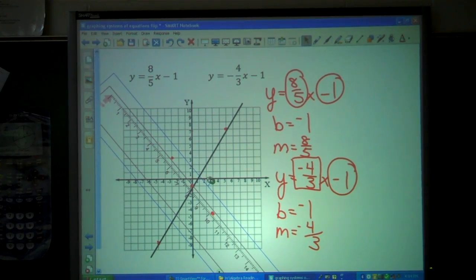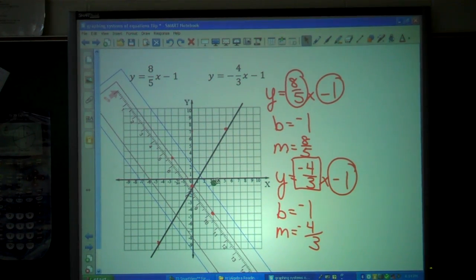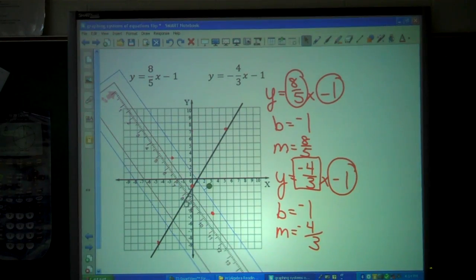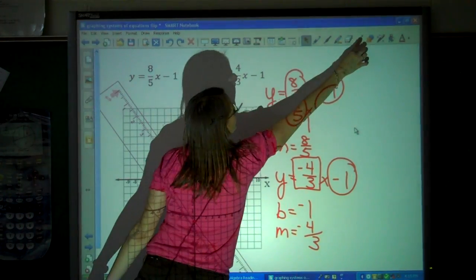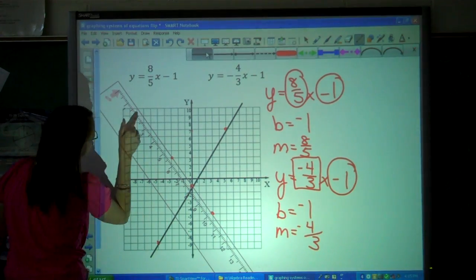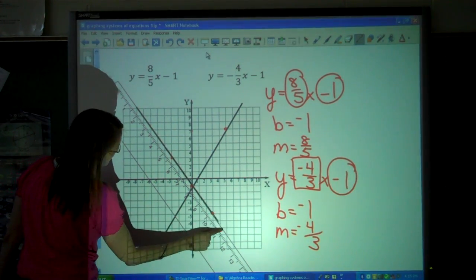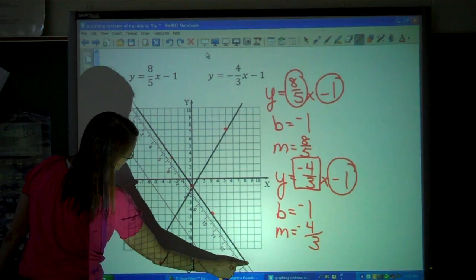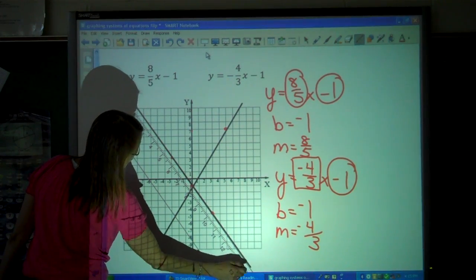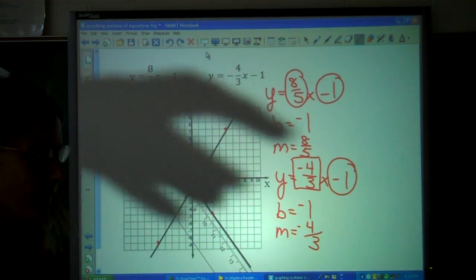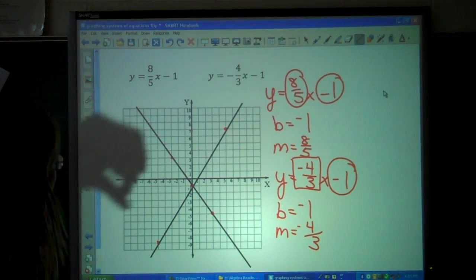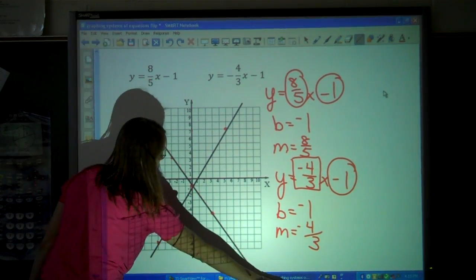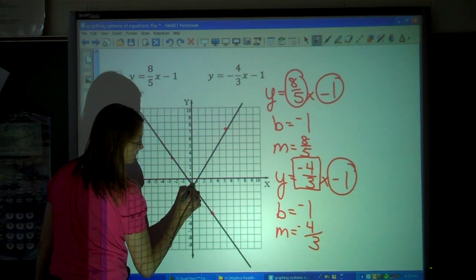Line my ruler up with my 3 points. Grab my pencil and draw a straight line going through those 3 points. And where these 2 lines intersect, that is my solution.